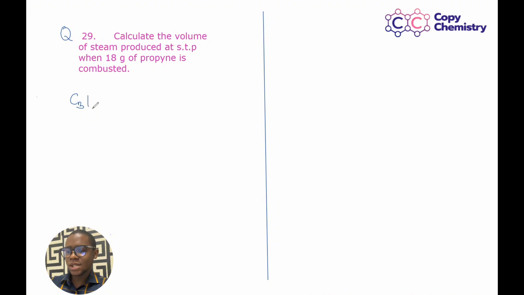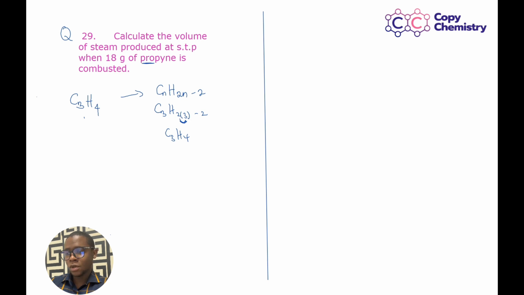Propyne is C3H4. It's under the alkyne family, and the alkyne family have the general formula of CnH2n minus 2. So if prop means that we have 3 carbons here, it means that C3H2 times 3 minus 2. So that's C3H2 times 3 is 6 minus 2 is 4. So that is the formula for propyne.